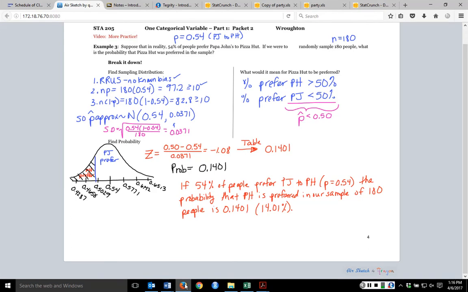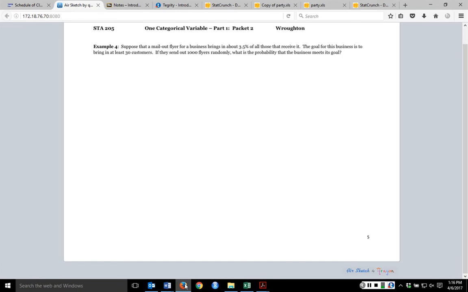Okay. One more example. Alright, so suppose that a mail out flyer for a given business brings in about 3.5% of all those that receive it. So first thing again we're going to do is make this 3.5% a decimal. That's 0.035, so you can just divide by 100 to get that decimal if you're struggling with that. That's going to be our P, right? It's of all people that receive it. The goal for this business is to bring in at least 30 customers. If they send out 1,000 flyers randomly, what is the probability that the business meets its goal? Right, so we're going to send out 1,000 flyers.